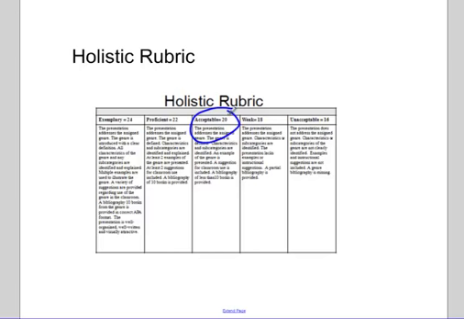This concludes a basic definition video of rubrics. Please click on the next one so we can learn what involves a great rubric.